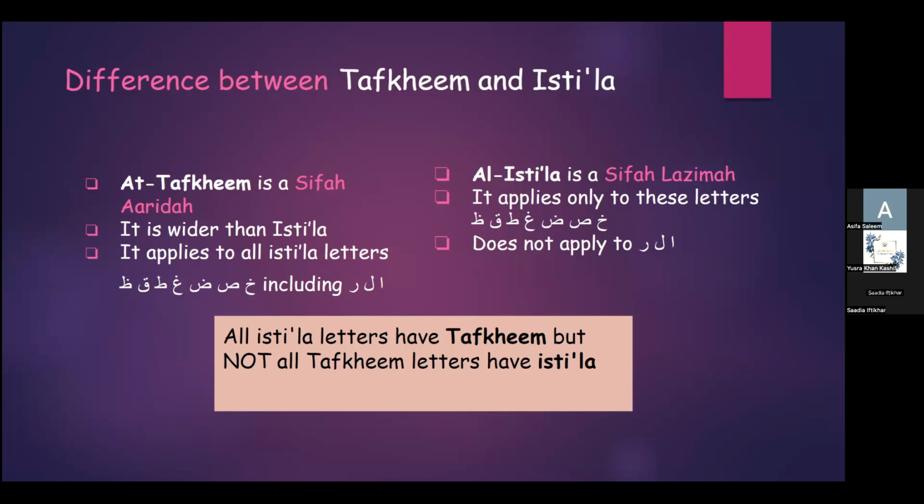So the echo of the sound goes up and down. The pressure is made so that the direction of the sound goes towards the palate, and it comes down. So the echo is created. This echo, this mechanism, is called tafkhim. So tafkhim is a result of isti'la. However, it's not vice versa, inshallah. All isti'la letters have tafkhim, but not all tafkhim letters have isti'la. So this is how you can put it together now.